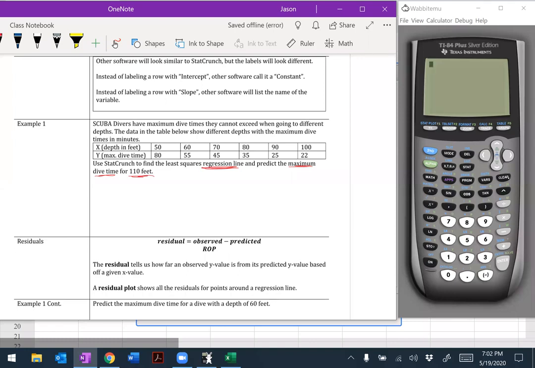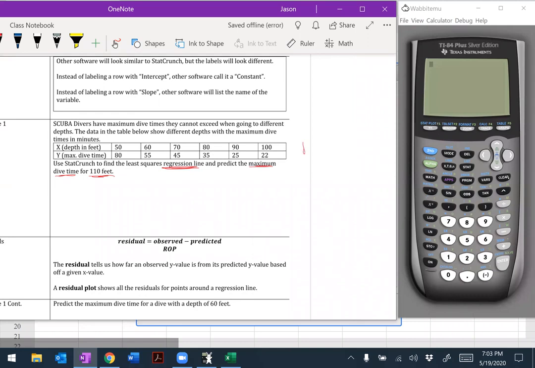So let's look at this. As I go down in depth, in feet, as I go further below the water, what happens to the amount of air that I'm consuming? Well, I'm consuming a lot more air, which limits the amount of time that I can stay down there, right? Again, this is going to be an inverse relationship or a negative correlation. Why? Because as the feet goes up, the time goes down. I use a lot more oxygen the further I go down, which means that I can only carry so much on my back. And so the time in which I can stay down there is extremely limited the further I go down.